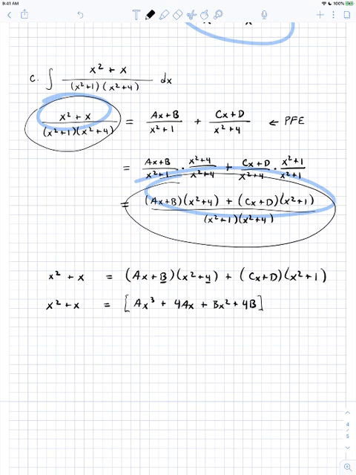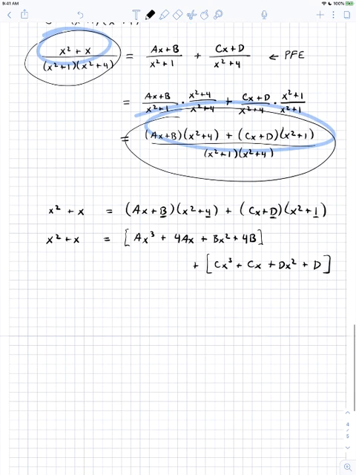And now we're going to have the same sort of thing for the second product. Now I'm not going to have enough room here, so let's put it slightly below. Plus cx times x squared is going to give us cx cubed, plus cx times 1 is cx, plus dx squared, plus d times 1 is just going to give you a d.